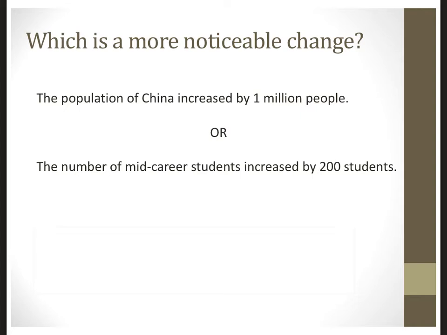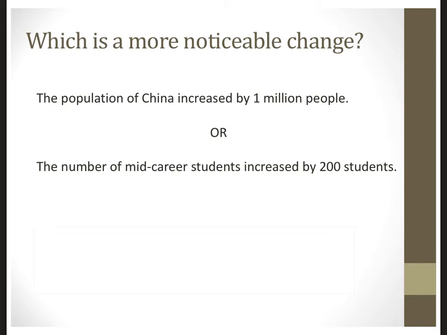And so in class, when we were trying to consider which of these changes was more significant, we discussed the fact that we're missing some context based on the information that I gave you, namely how many cases were already reported at that time. So to see why just comparing absolute changes might be confusing or misleading, let's consider what would be a more noticeable change: if all of a sudden 1 million more people joined the population of China, or whether we had 200 new mid-career students all of a sudden join the program. So in absolute terms, certainly the 1 million people is way more noticeable than the 200 students.